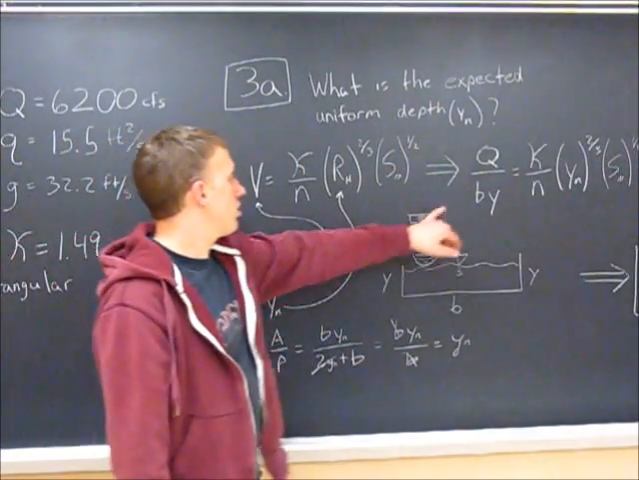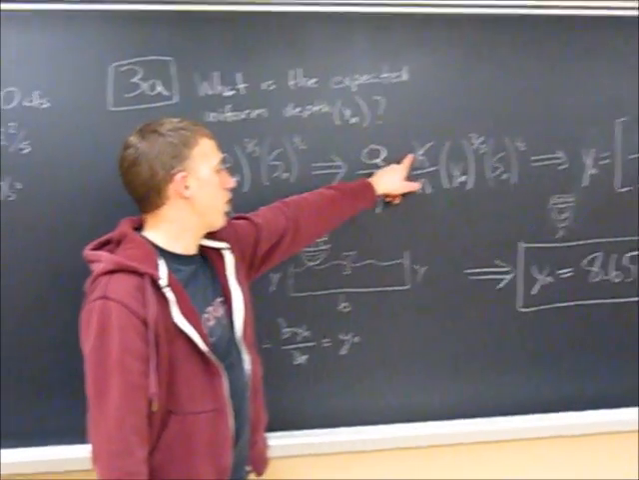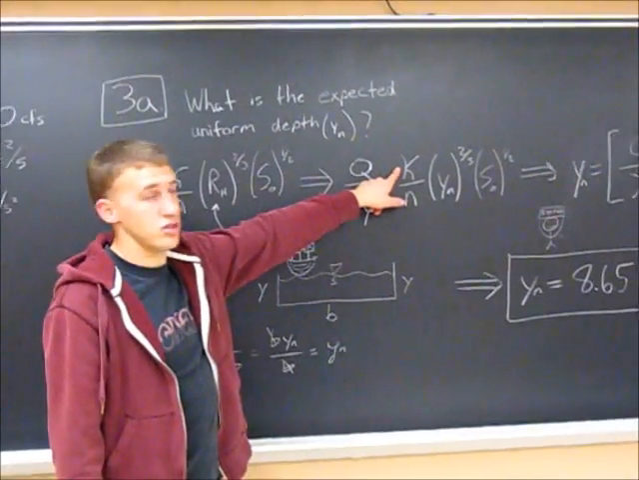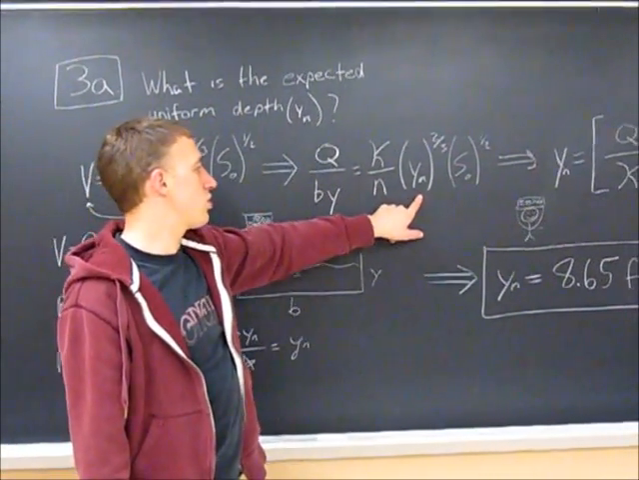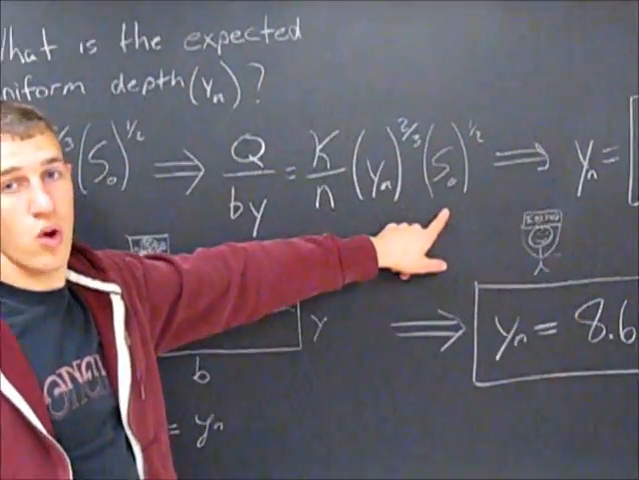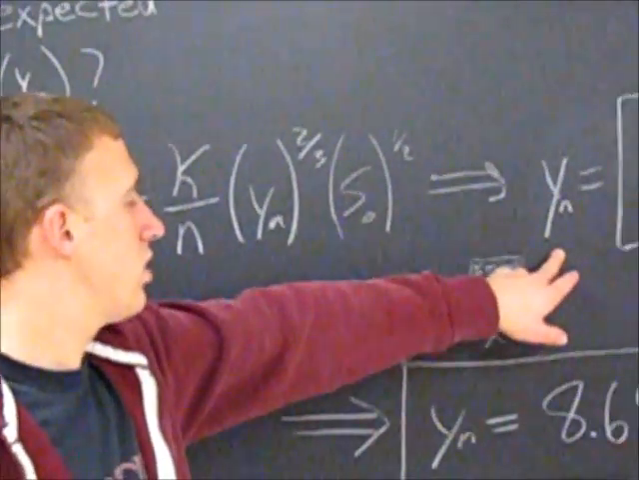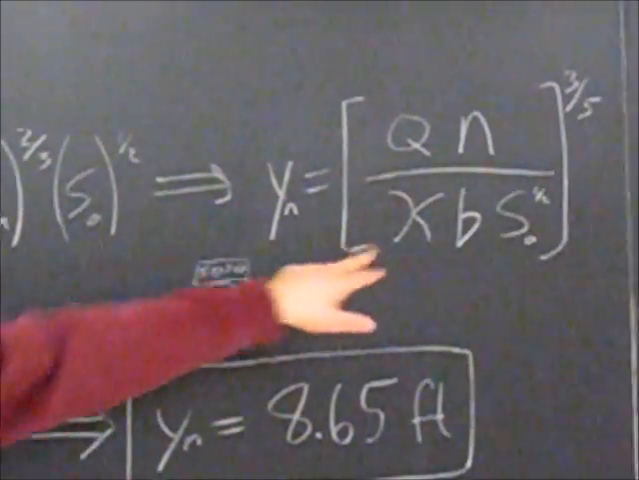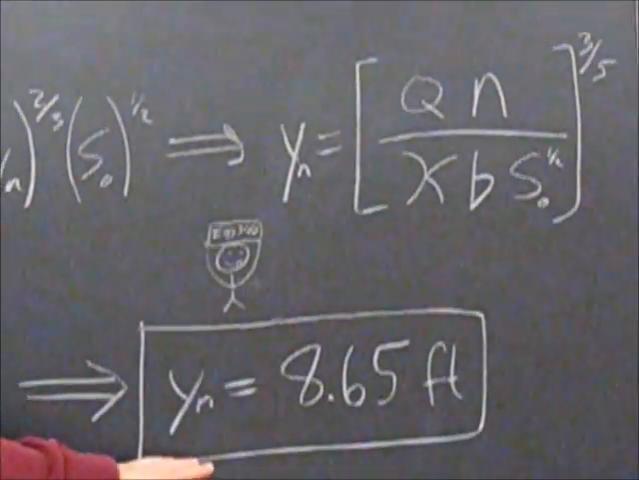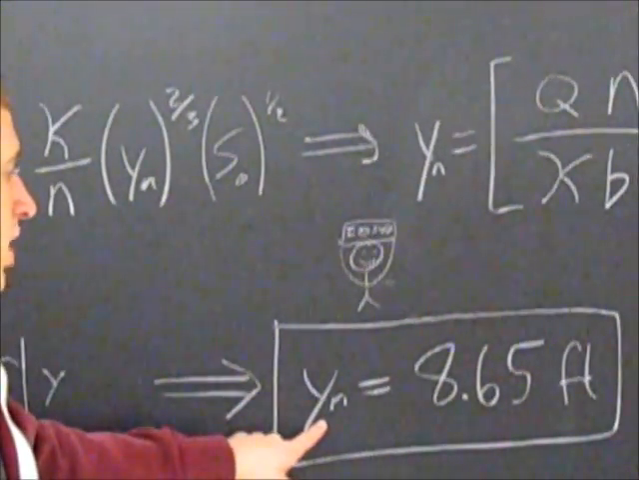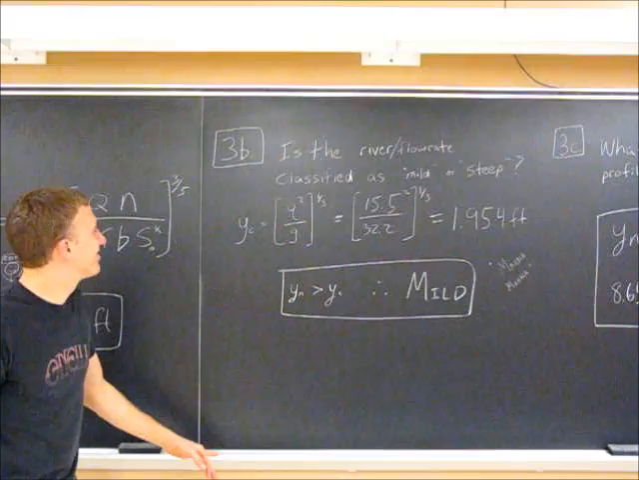After plugging in all the values we know, we have Q over B y equals kappa, which is from the English units, over n, which is Manning's n, times y to the 2/3 times slope to the 1/2. This equation rearranged for y is as follows here. And then after plugging in all the values that we were given in the beginning, your uniform depth for these USGS values is 8.65 feet.